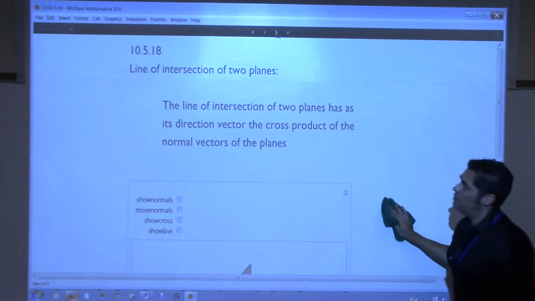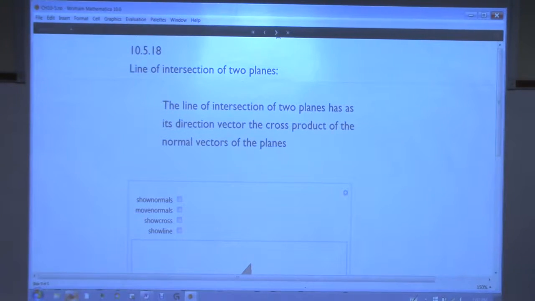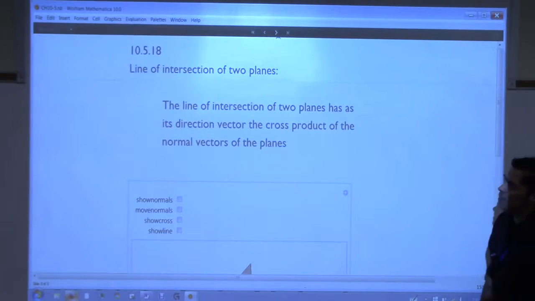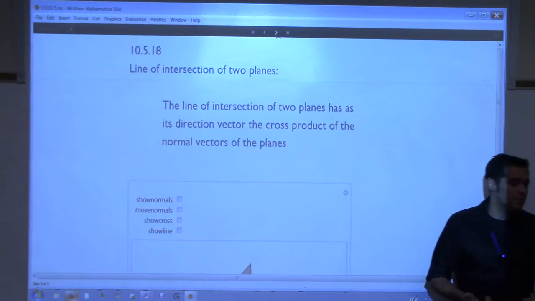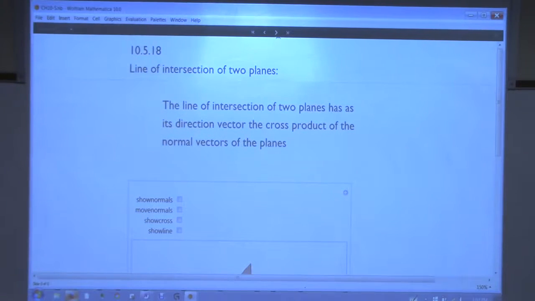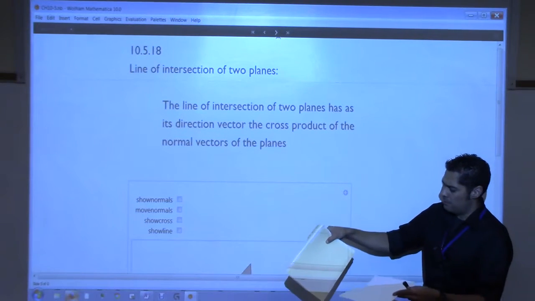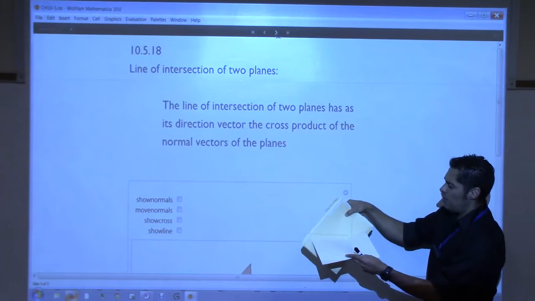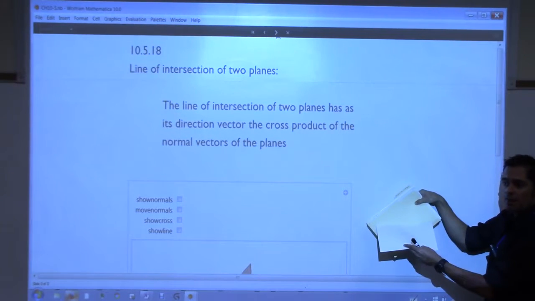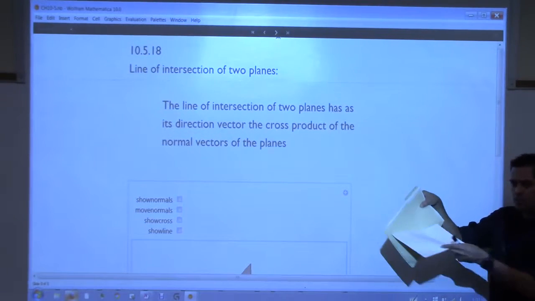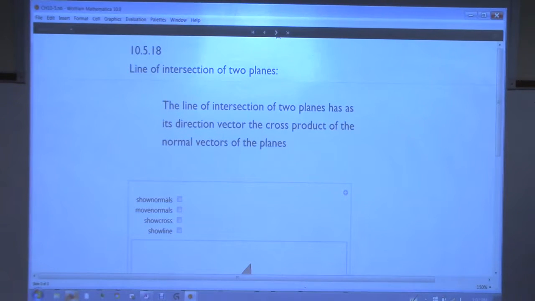All right, so this is a really important concept right here: finding the line of intersection of two planes. So let's say we have two planes, and I forgot to bring my plane today, so I'm going to have to use a different one. Let's say we have two planes, right? If they intersect each other in a line, they form a line where they hit each other. What we'd like to do is figure out what the equation of that line is.